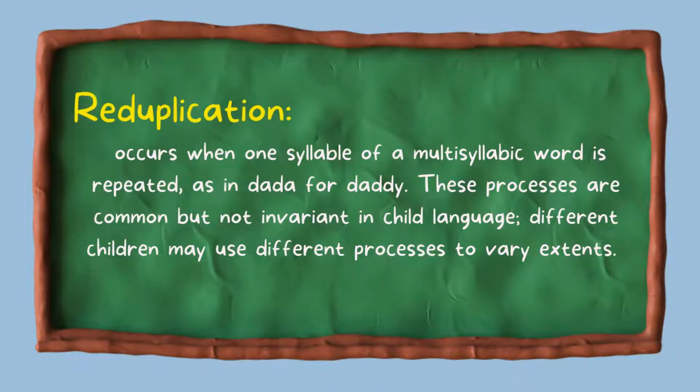Reduplication occurs when one syllable of a multisyllabic word is repeated, as in dada for daddy. These processes are common but not invariant in child language. Different children may use different processes to varying extents.